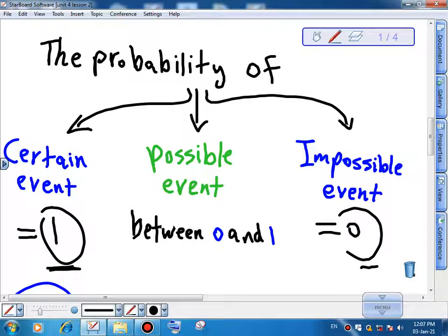But the next type is lying between impossible and certain. I'm not sure. Maybe yes, maybe no. It will be called possible event. It's lying between certain and impossible events. So it will take any number between 0 and 1. As we learned before, between 0 and 1, there is an infinite number. 0.1, 0.2, 0.3, decimal or fraction numbers, as we learned before. So any possible event will take any value between 0 and 1.